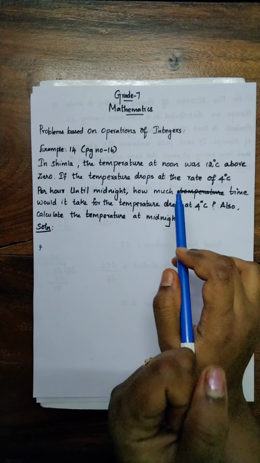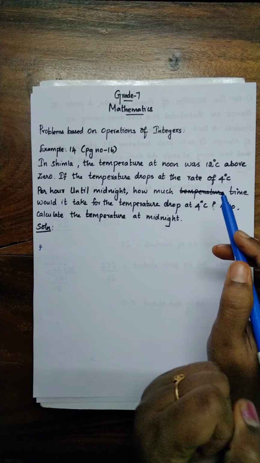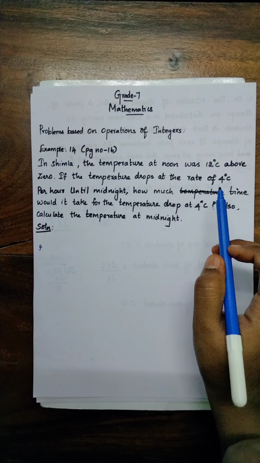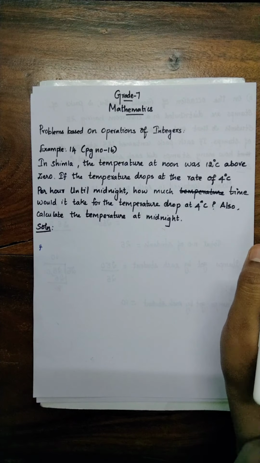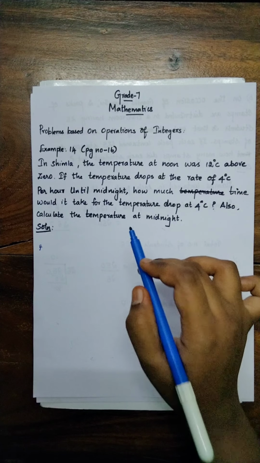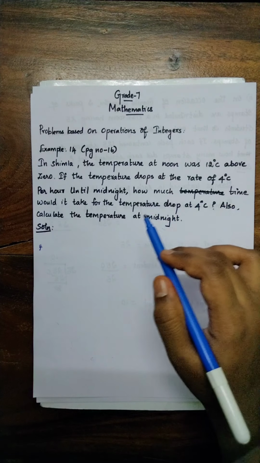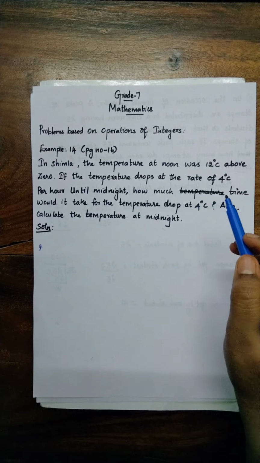I have already told you, for 1 hour the temperature is decreasing by 4 degrees Celsius. So we are going to find how much time it takes for the temperature to drop to 4 degrees Celsius. Next, one more question: we are also going to calculate the temperature at midnight. Okay, we can start the problem.